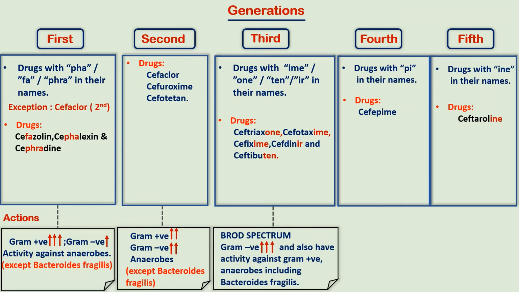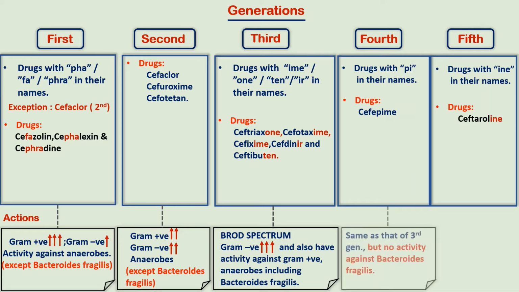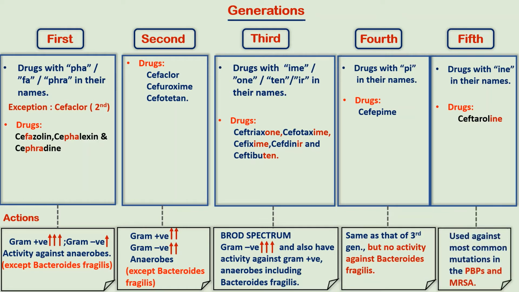It has the greatest activity against gram-negative, both cocci and rods, and also against gram-positive and anaerobes including B. fragilis. The fourth generation will have the same effect as the third, but they do not have activity against B. fragilis. Finally, the fifth generation is most commonly used against the mutations in the penicillin binding proteins in MRSA cases. Now let's see whether they have the ability to cross the blood-brain barrier or not.